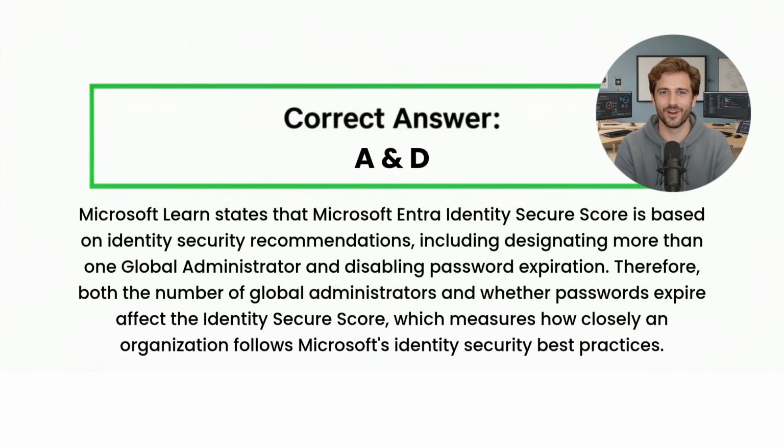Explanation: Microsoft Learn states that Microsoft Entra Identity Secure score is based on identity security recommendations, including designating more than one global administrator and disabling password expiration. Therefore, both the number of global administrators and whether passwords expire affect the Identity Secure score, which measures how closely an organization follows Microsoft's identity security best practices.